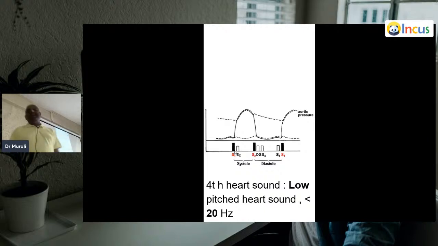Clinically, in modern times, who cares? 2D echo, everything. But for the entrance exam, you have to know. So that's the point: the fourth heart sound is a low-pitched heart sound. Its frequency is less than 20 hertz, and it is high amplitude. That's the reason you have to use the bell.